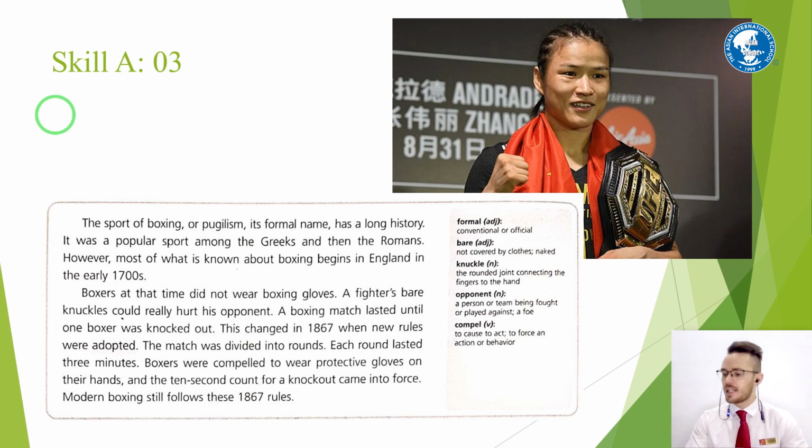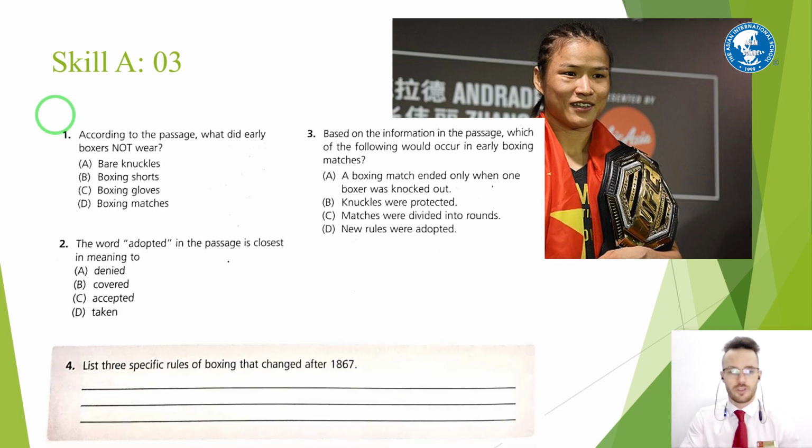Okay, skipping forward to the questions. So please uncover these if you're doing it in your book. Question 1. According to the passage, what did early boxers not wear? The correct answer was C, boxing gloves. It was bare knuckle. They did it with naked hands.